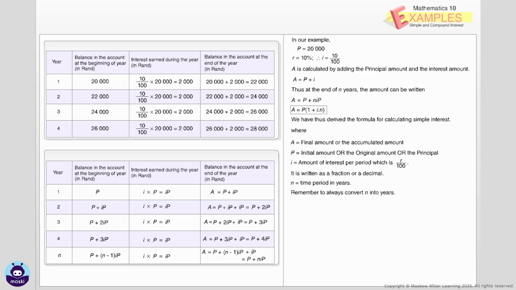Remember to always convert N into years. For example, if the duration of the investment is 6 months, N will become 6 over 12 equals 0,5 years. We can manipulate this formula to either calculate the interest rate or the duration of investment to achieve a specific financial goal.